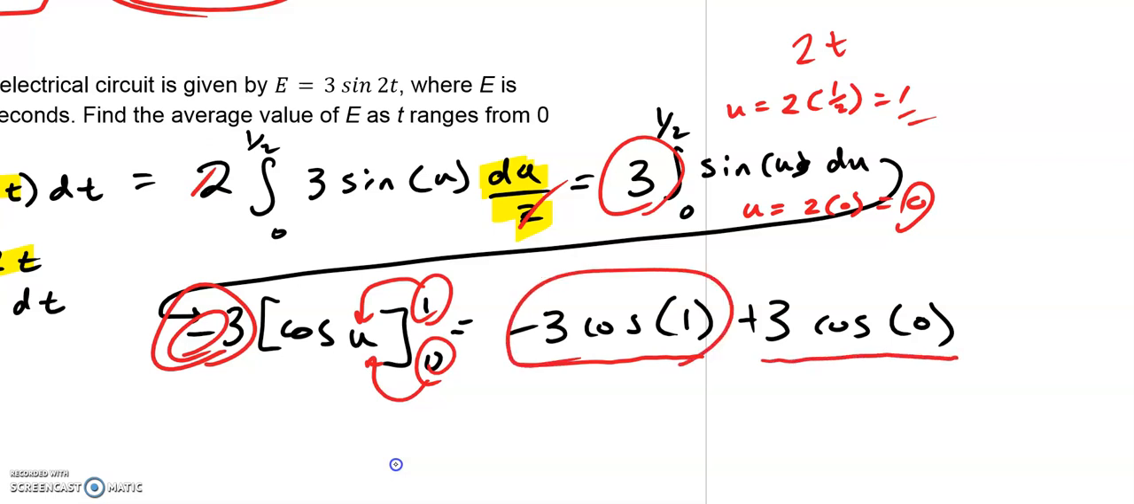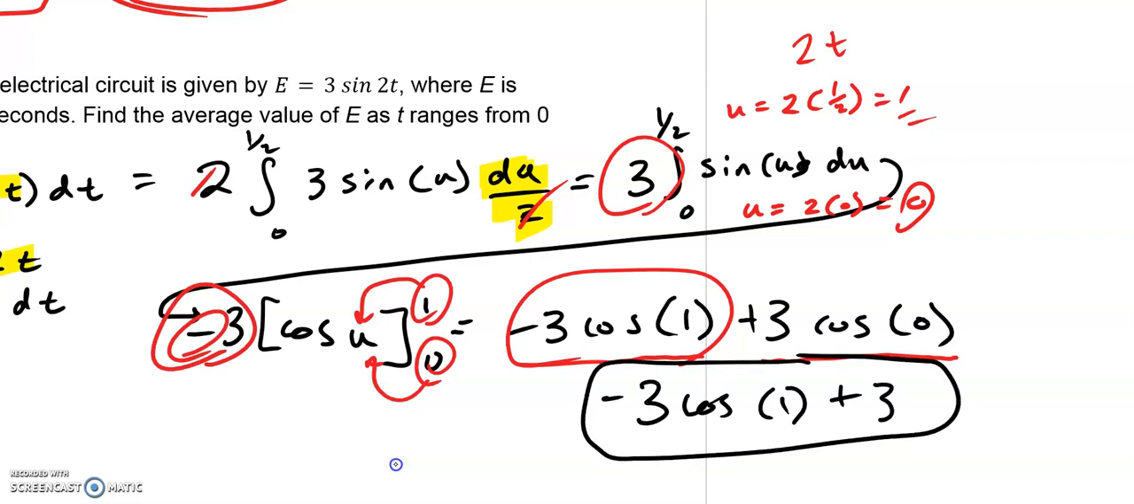This is some value. I'm not 100% sure what that is, but the cosine of 0 is 1, so this can be all simplified down to 3. So you'd have negative 3 cosine of 1 plus then just 3. We can factor that 3 back out or just leave it like it is. It just depends. Some variation of that that's equivalent would be just fine.